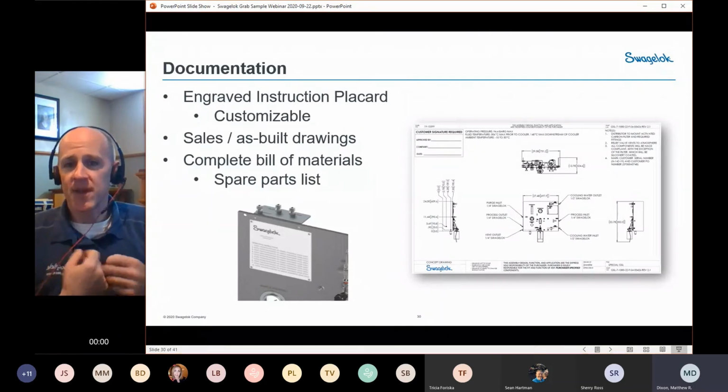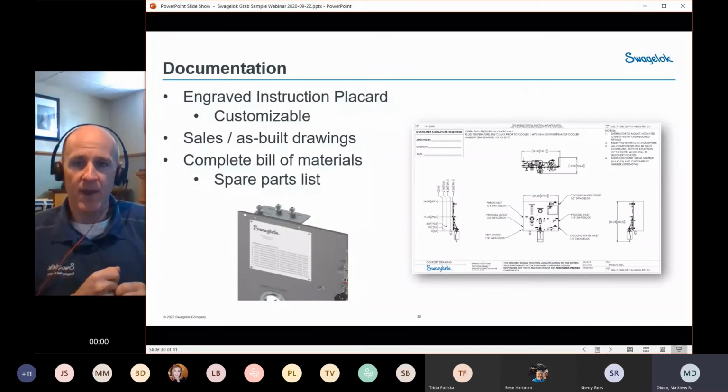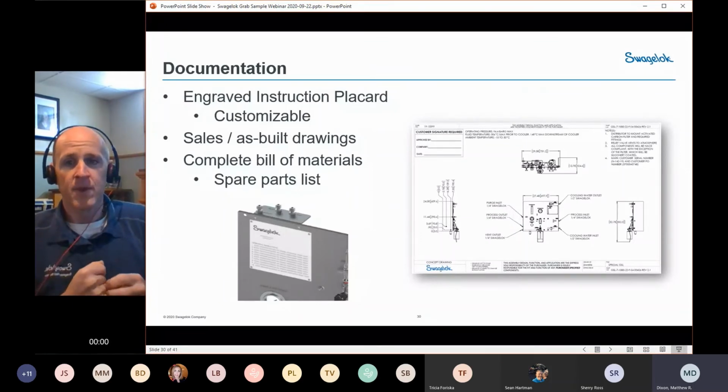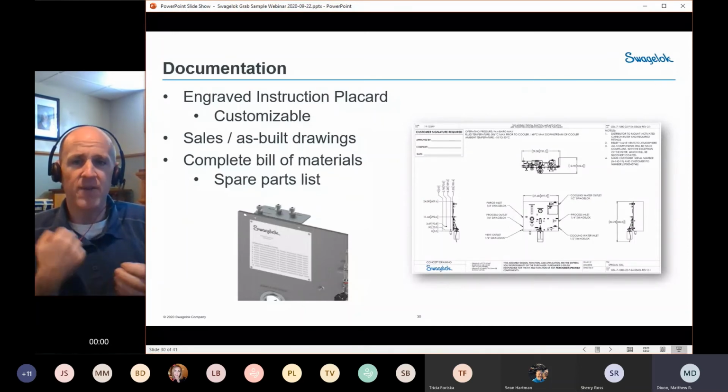Beyond that, of course, sales drawings. We create the sales drawings for these particular panels, along with bills of materials and potentially a spare parts list, whatever you need in order to satisfy your needs. So we're pretty flexible there in terms of documentation, but at a minimum, again, these are the types of things that you're going to get.